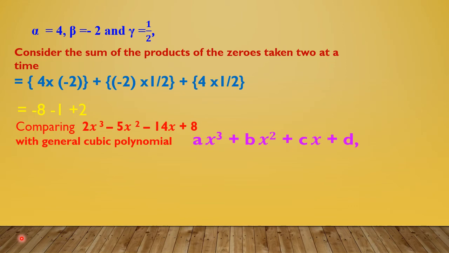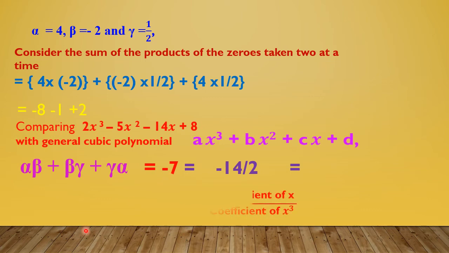As you know, this is the general cubic polynomial. We are going to take the general zeros. They are alpha beta, beta gamma and gamma alpha, the products taken two at a time. We got minus 7 when we added these three: minus 8, minus 1, minus 9, plus 2, we got minus 7. And on comparing with c, the coefficient of the x term, and the coefficient of x cubed, you get minus 14 upon 2, which is again equal to minus 7. This is the coefficient of x upon the coefficient of x cubed, that is c upon a in general terms.